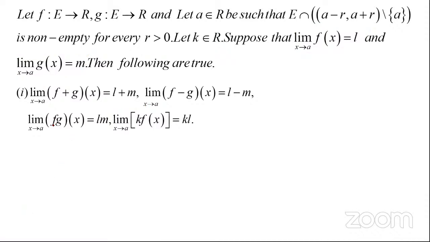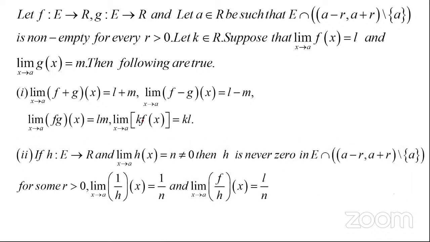And this is multiplication. The limit as x tends to a of f into g of x, that is nothing but f of x into g of x, equals LM. And the limit as x tends to a, any scalar multiplying with a function: if you take f of x here, you can take g of x also. So the limit as x tends to a of k into f of x equals k into L. The limit as x tends to a of k into g of x equals kM.